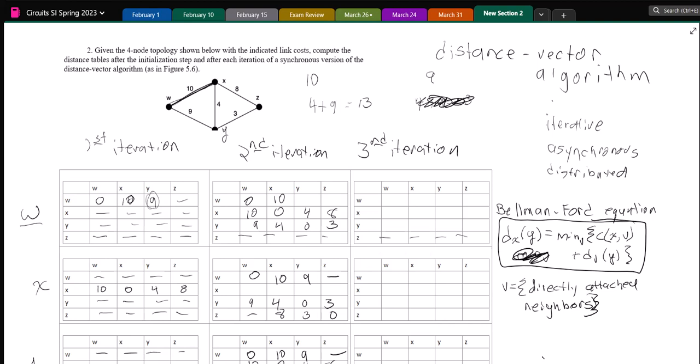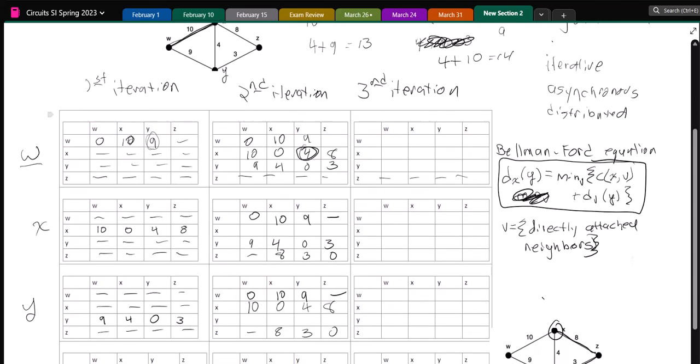To get to y by going through x, I look and I see what is the cost to go from x to y. The cost to go from x to y is 4. Plus, I need to get the cost to go to x, which was 10. So the cost that it would take to get to y going through x would be 14. So I can either choose 9 or 14. I'll choose the minimum, which is 9. Okay, so my w distance vector didn't change.